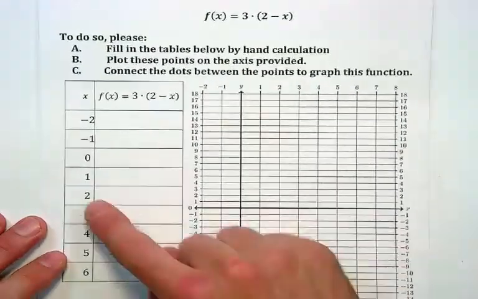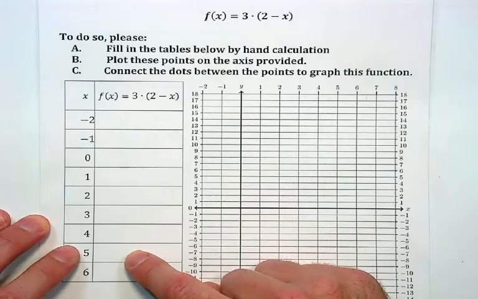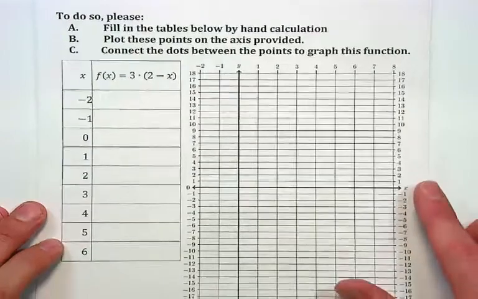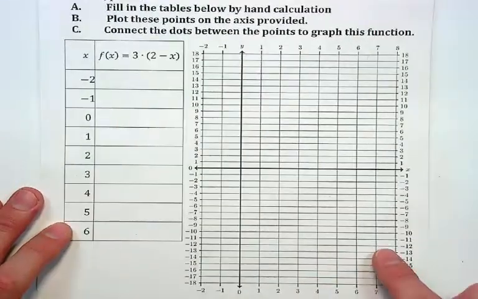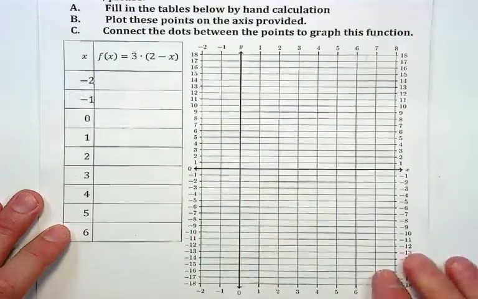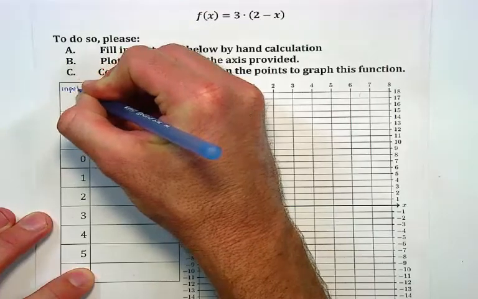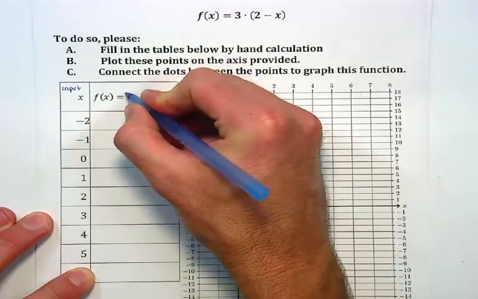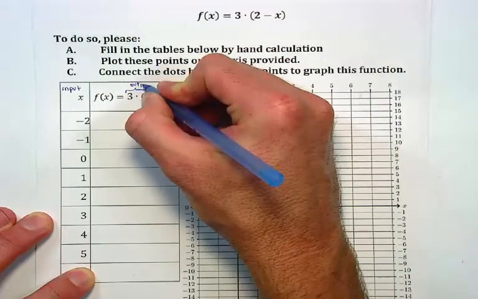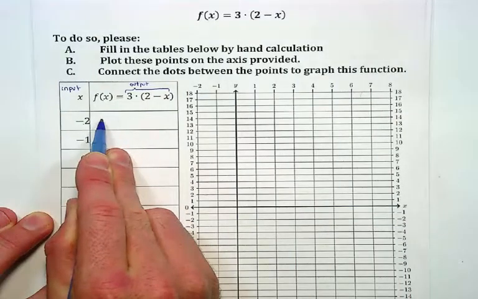Here we see that we're given a table with what looks like 9 different input values to evaluate. We're also given an axis labeled with the x and y values on which we're going to plot the input-output pairs that result from this. Notice in this table, the x values are going to be our inputs, and this expression for our function was called the output. In other words, every input generates a corresponding output.